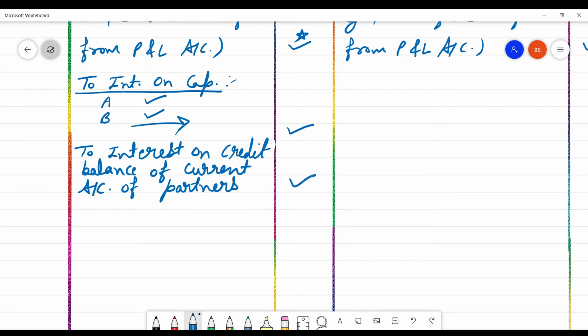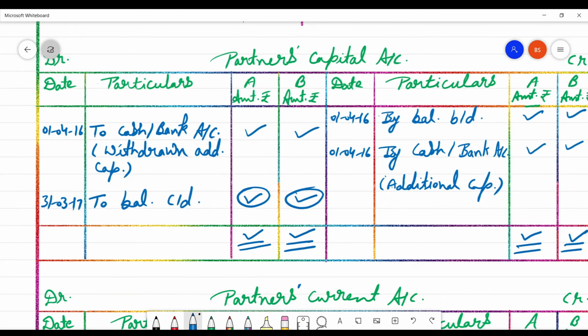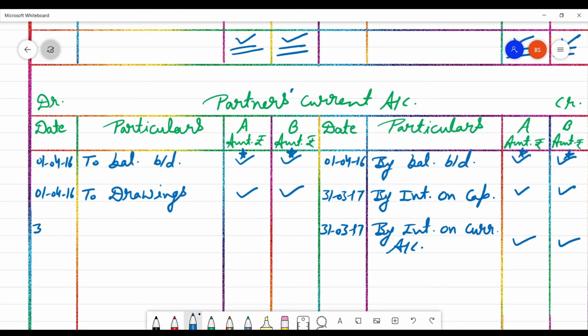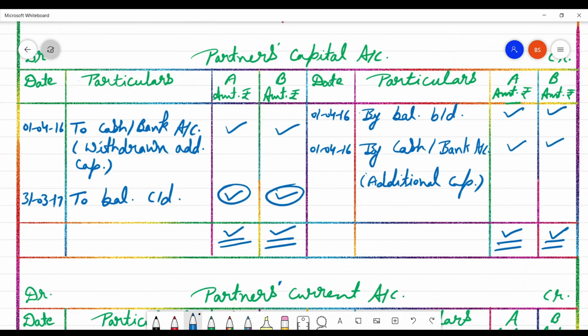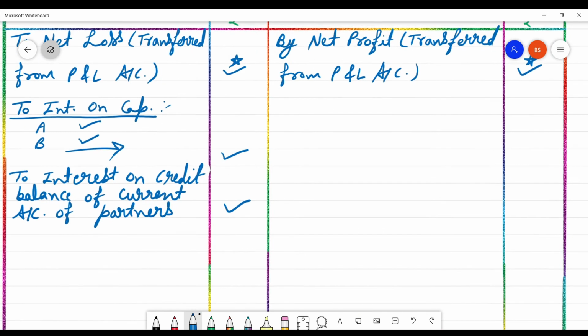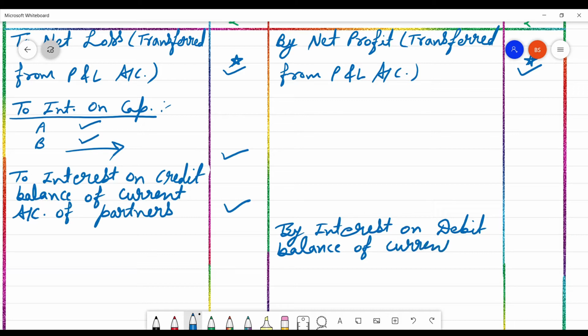And if there is a debit balance of current account given, then this interest will be recorded in the debit side of the current account, to interest on current account, as well as the credit side of the P&L appropriation account, by interest on debit balance of current account of partners.